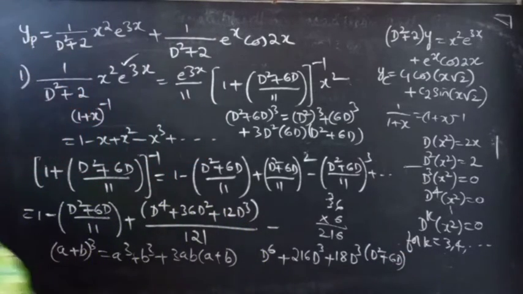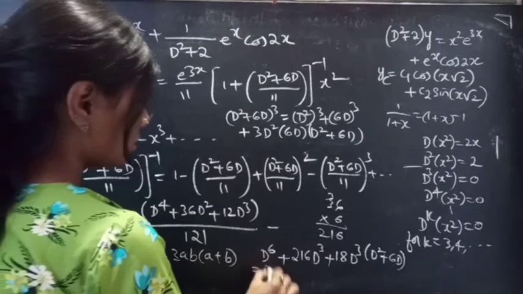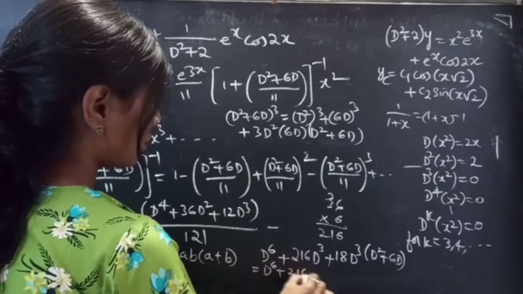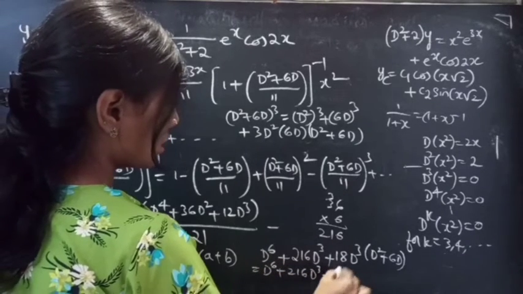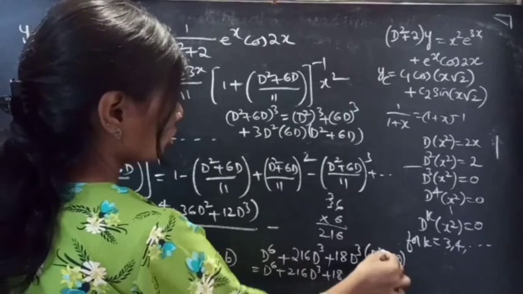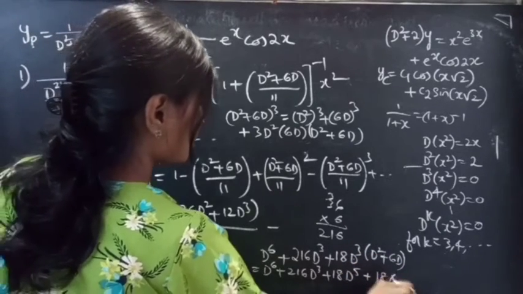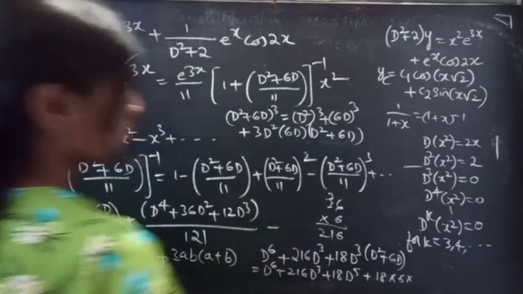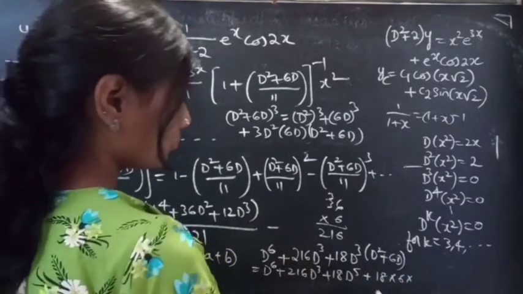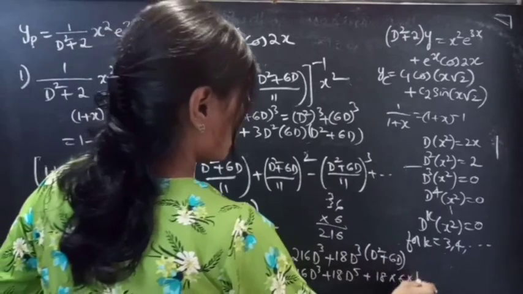So we'll get d power 6 plus 216 d cube plus 18 d cube into d square is d power 5 plus 18 into 6 into d cube into d is d power 4.